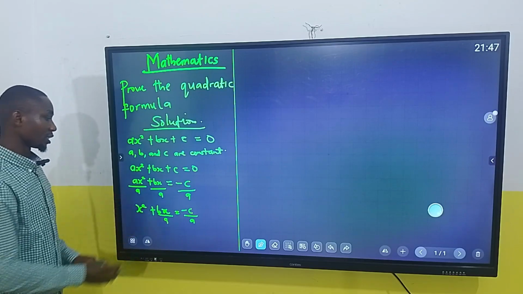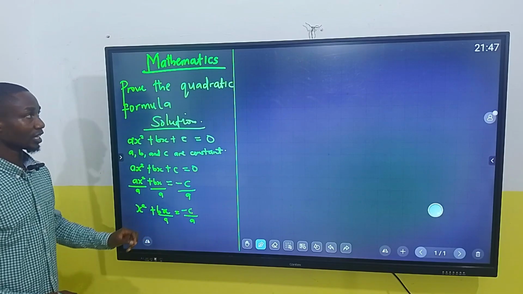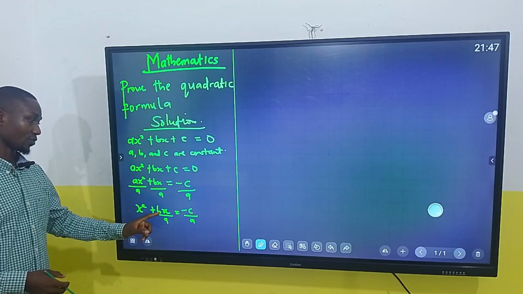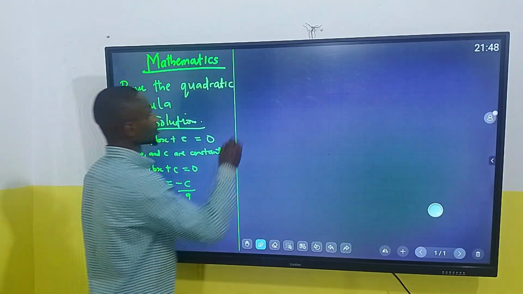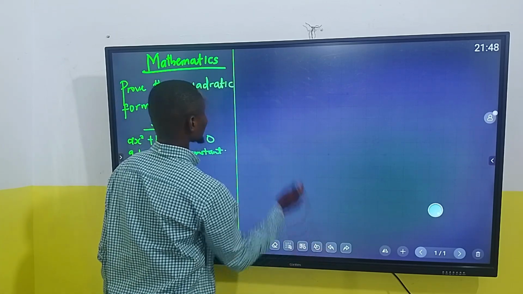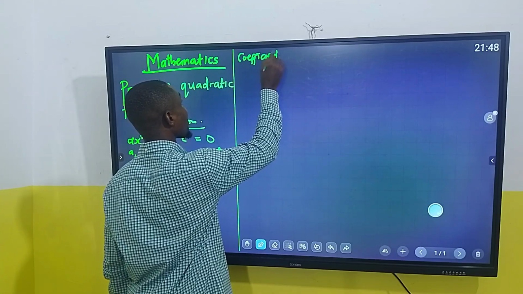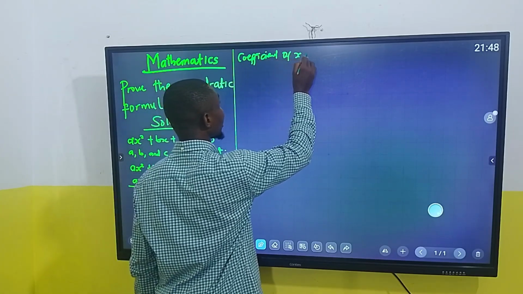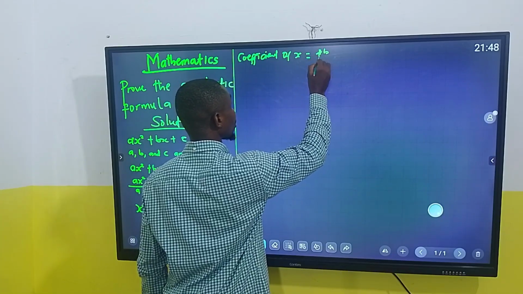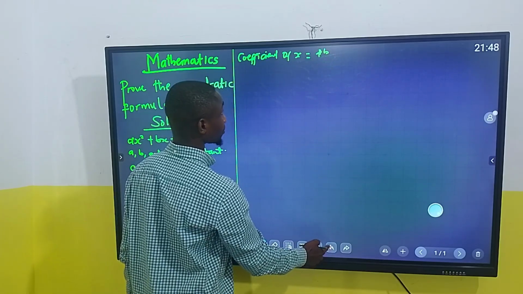The next thing to do is we want to make this part of the equation a perfect square. And how do I make this a perfect square? First of all, I identify the coefficient of s. When I say coefficient of s, I simply mean the constant attached to the variable s. So what's the coefficient of s? The coefficient of s is equal to plus b over a, or I could just write b over a.